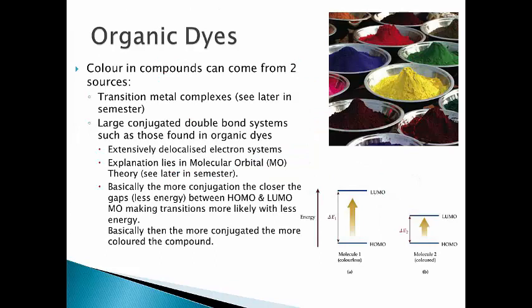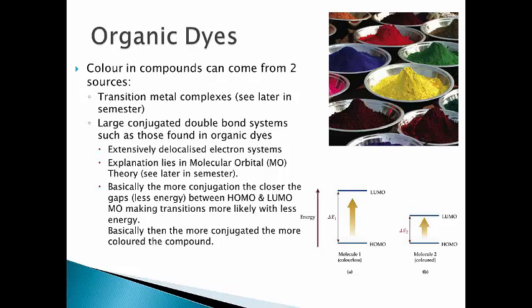Okay, so lastly, organic dyes. Colours in compounds can come from two different places. They can come from transition metals, which we'll talk about in a later topic. It's actually a very exciting topic, and it's really, really cool chemistry. Or we can get colour from our conjugated pi systems, so large conjugated double bond systems such as those found in organic dyes.